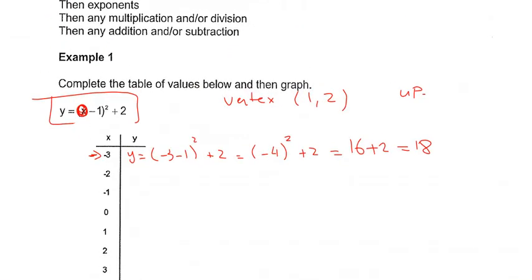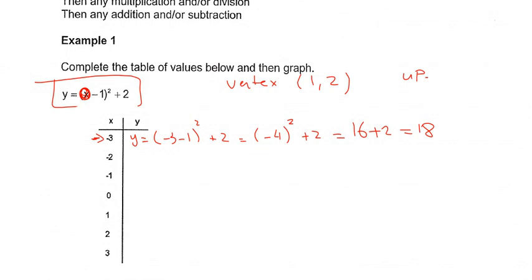So what I do first, when I do the table of values, is I plug in the given x for x, and then I follow BEDMAS. So instead of x, I'm replacing it with a negative 3. I will replace it with the x value that's given to me. BEDMAS says I have to do brackets first. So I have to do whatever's inside the bracket first, which is negative 3 minus 1. Negative 3 minus 1 gives me negative 4.